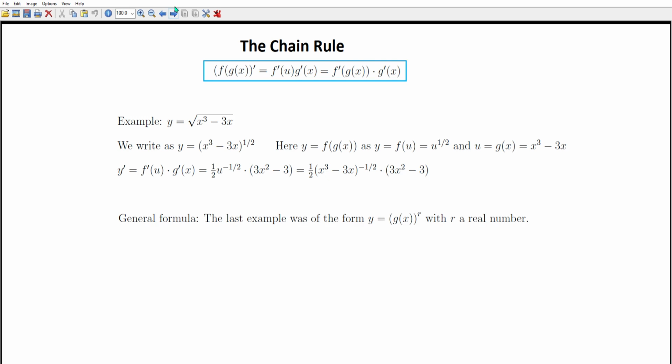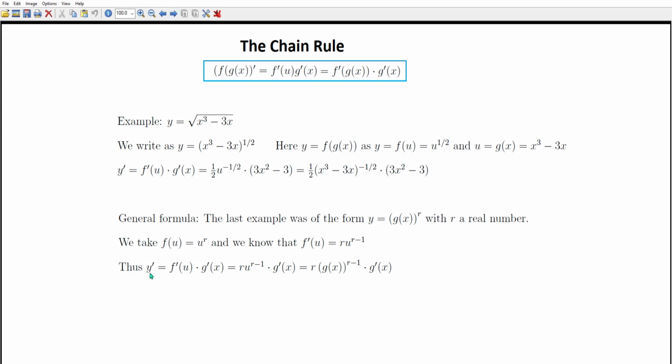Now, the last problem, we had y was a power of some other function. And in this particular case, r was 1/2 and g of x was x cubed minus 3x. But this is sort of a general situation. So suppose we have a function of the form y equals another function g of x raised to a power. Okay, so we're going to take the outside function f to be that power function. And we know that the derivative of a power function u to the r is going to be r u to the r minus 1, differentiating with respect to u.